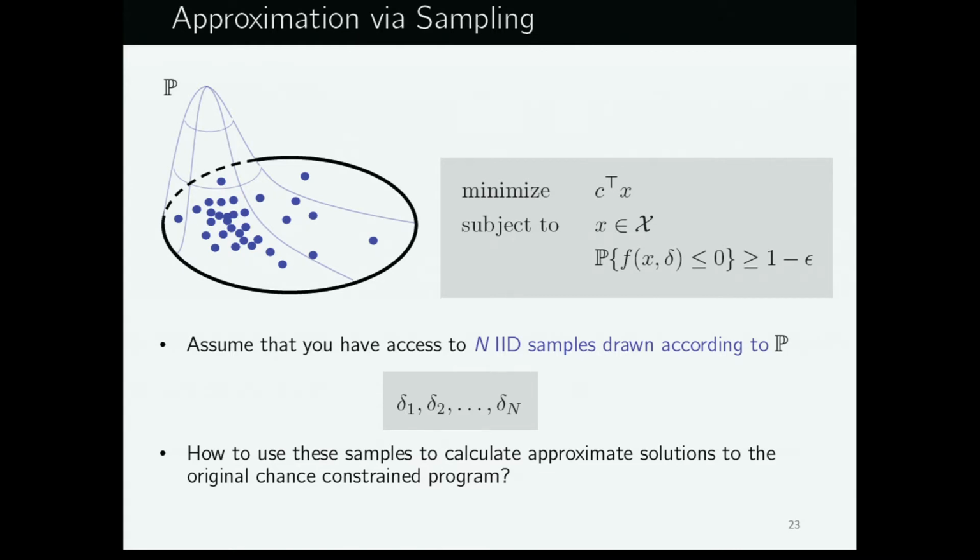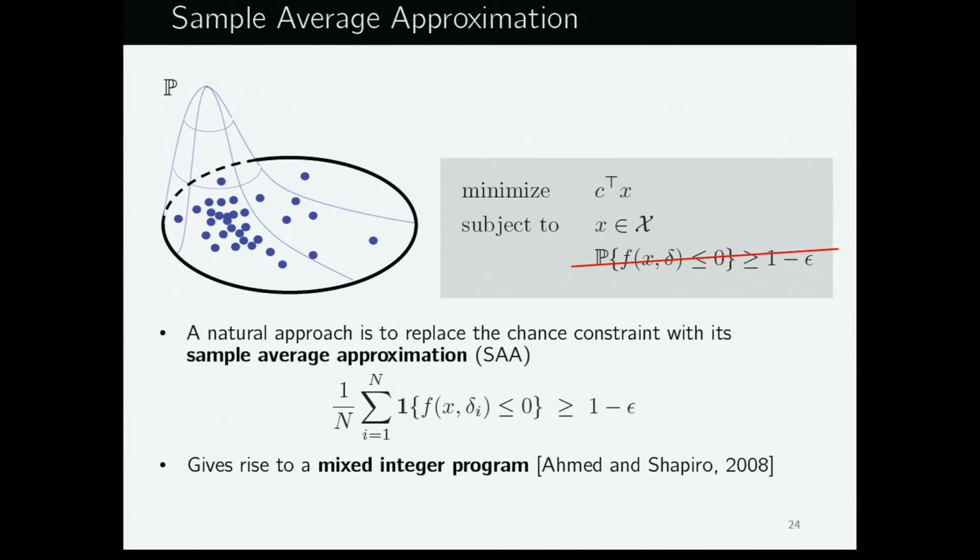And so let's imagine we're able to extract IID samples from this distribution P, which may or may not be known. How might you use these samples to efficiently calculate feasible solutions for this problem? I won't touch on the issue of optimality, but we'll focus on feasibility here. So the most natural approach would be to approximate this constraint using the sample average approximation of the underlying distribution. This clearly gives rise to a mixed integer program.